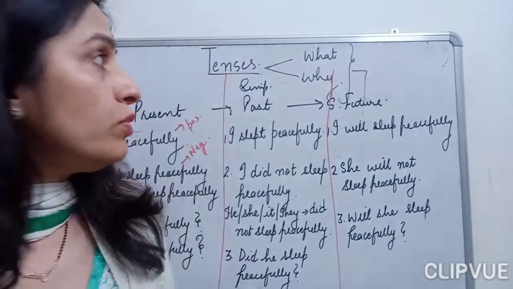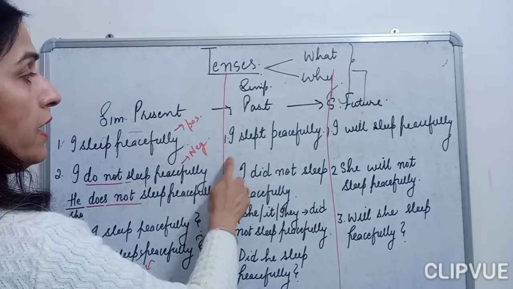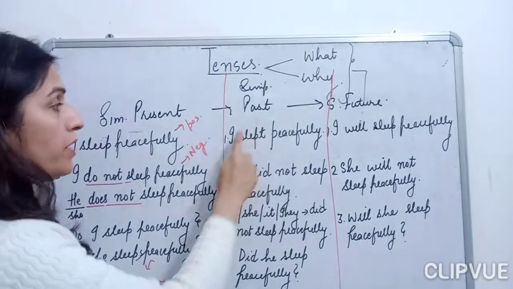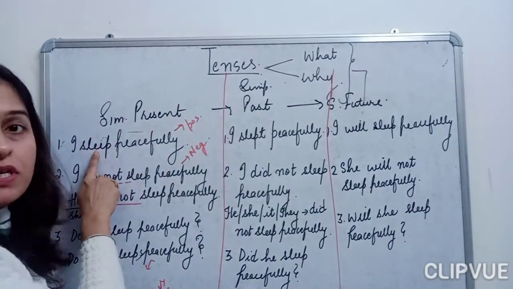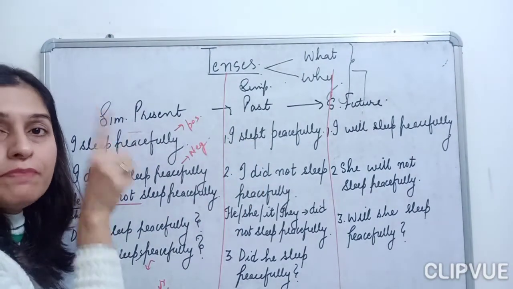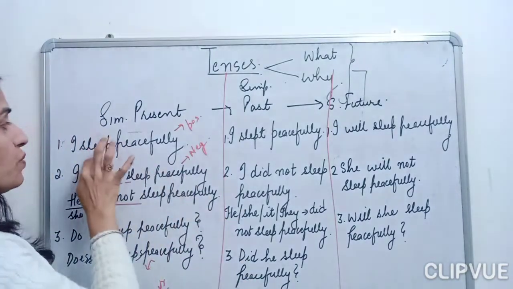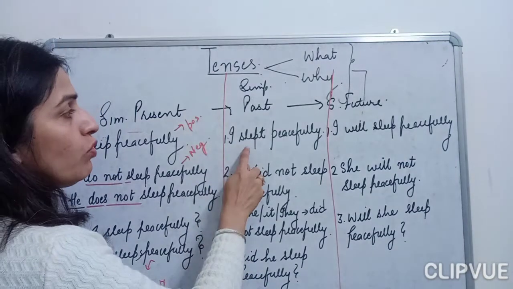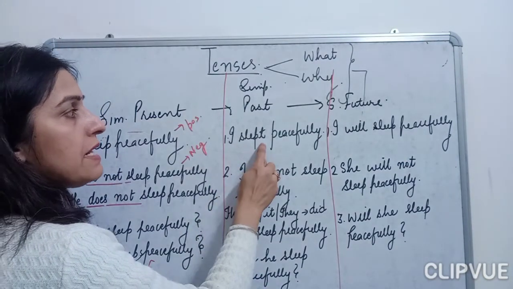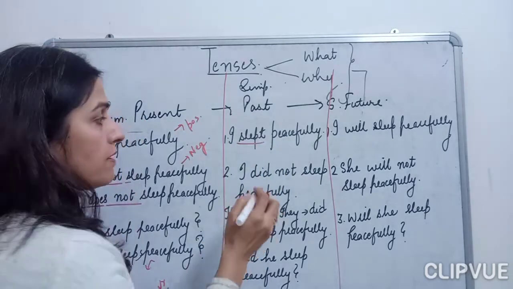Now let's move on to the past tense, children. The same sentences. Okay, I slept peacefully. Now my verb is in the second form of the verb. This is my first form of the verb, that is the base form of the verb, that is the root form of the verb, which will remain same in the present tense. Okay, now I'll move on to the past tense. I slept peacefully. Now this becomes my past tense.